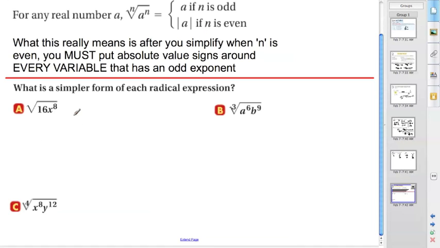So let's simplify. The index is even, so the square root of 16 and the square root of x to the 8. The square root of 16 is 4. Here we have x to the 4th, so we don't need to put any absolute values around it. We don't have to put absolute values around the 4.